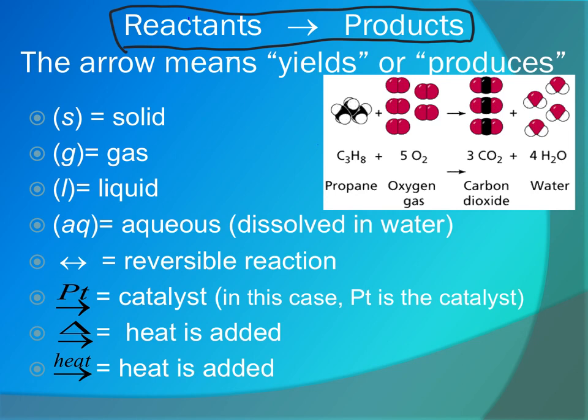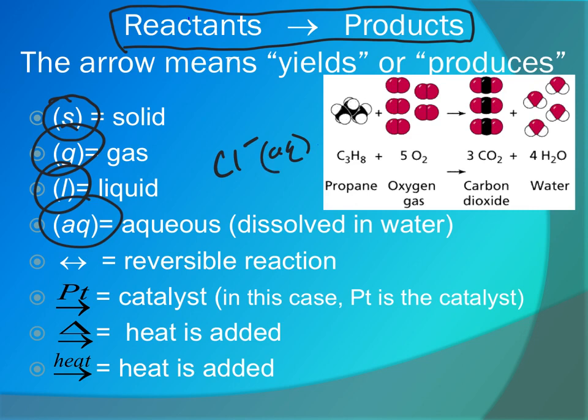Some of the things you might see in the balanced equation are these labels over here. You may see in parentheses after a compound, or a single element, it doesn't matter: solid, gas, or liquid. You may see AQ, which is aqueous. That means that the substance is actually dissolved in water. So if you see something like Cl minus with an AQ after it, it means that there are chloride ions dissolved in the water. An arrow going both ways means a reversible reaction.